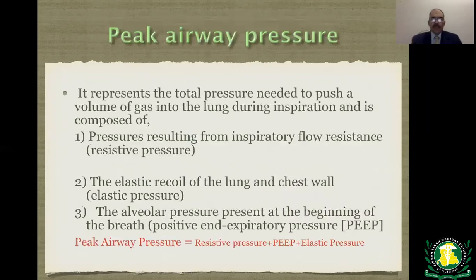Peak airway pressure represents the total pressure needed to push a volume of gas into the lung during inspiration, and is composed of three things: pressure resulting from inspiratory flow resistance, resistive pressure; the elastic recoil of the lung and chest wall, elastic pressure; and the alveolar pressure present at the beginning of breath, that is positive end-expiratory pressure, PEEP. So peak airway pressure is equal to resistive pressure plus PEEP plus elastic pressure.